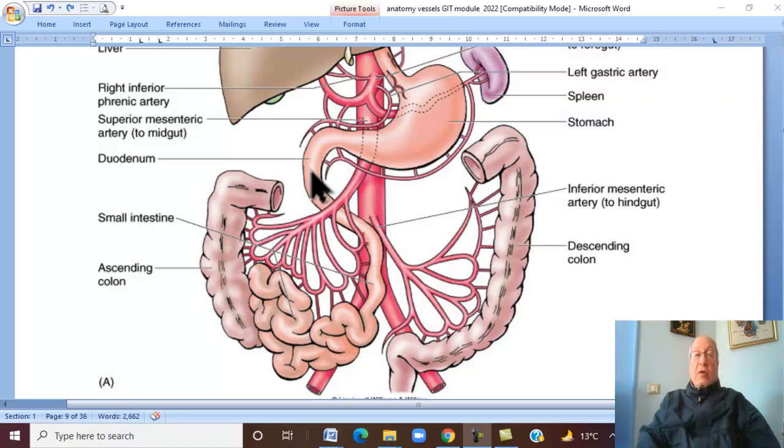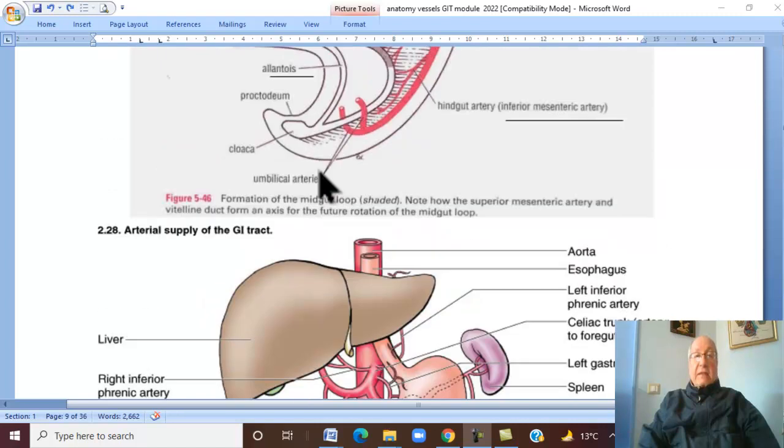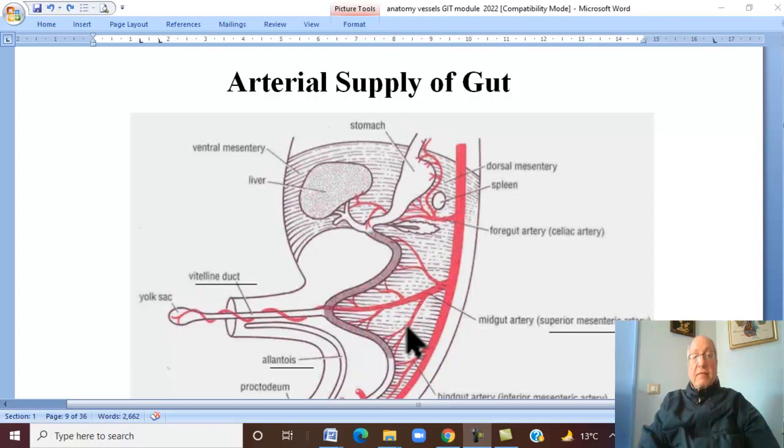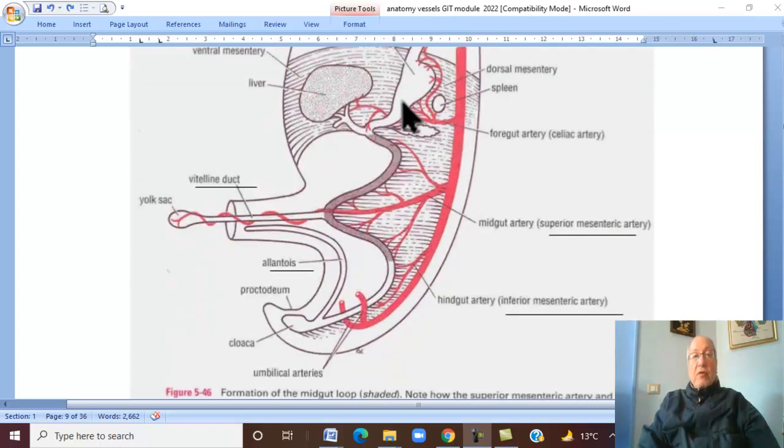The arterial supply of the foregut is the celiac trunk. Arterial supply of the foregut is the celiac trunk. This is during intrauterine fetal life. During formation of the foregut, the celiac trunk is formed to supply this part.